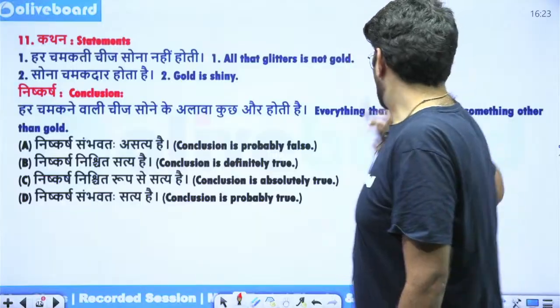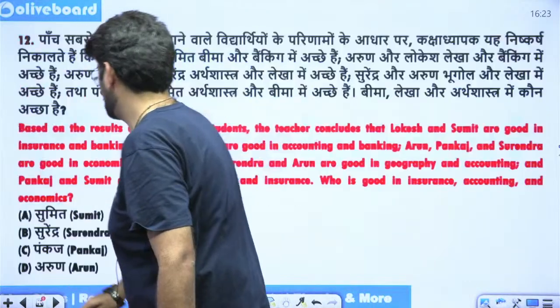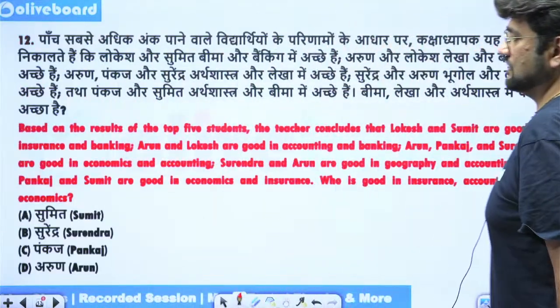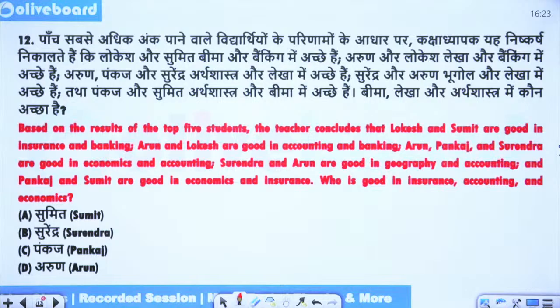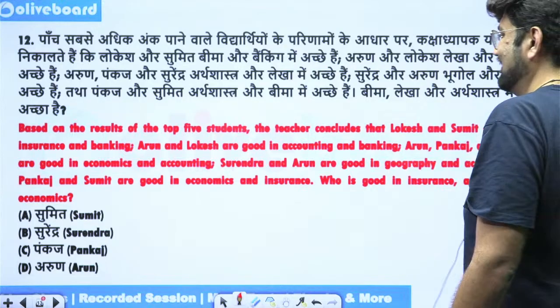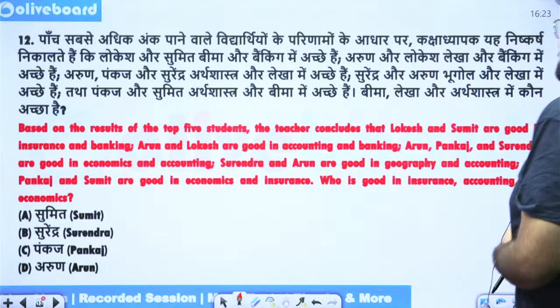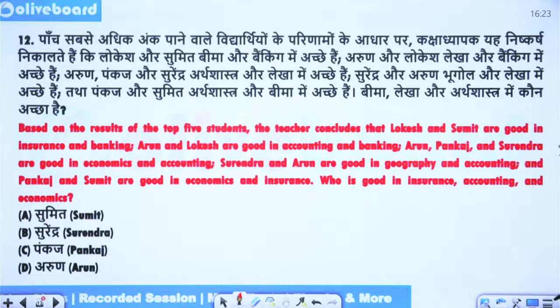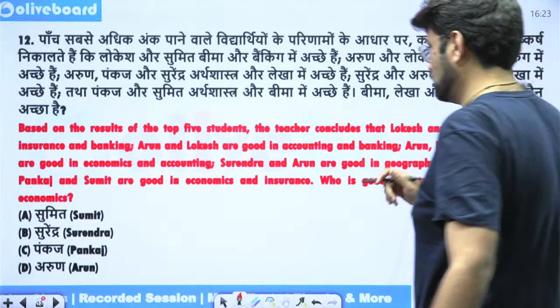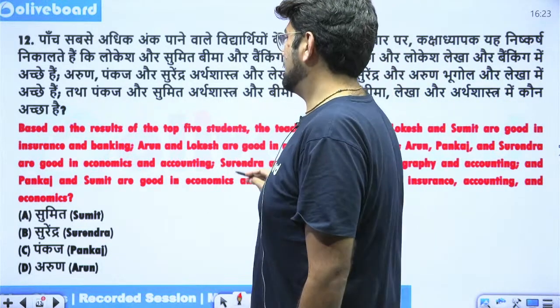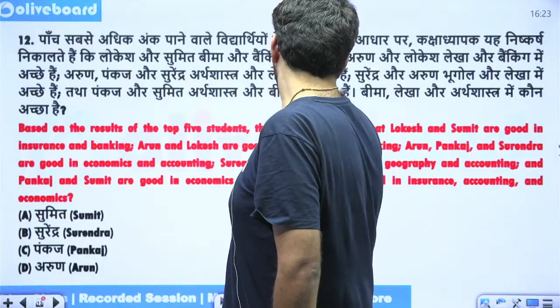We've already done this question. Based on the results of the top 5 students, they conclude that Lokesh and Sumit are good in insurance. Arun and Lokesh are good in banking, Arun, Pankaj and Surendra are good in economics. Surendra and Arun are good in geography and Pankaj and Sumit are good in insurance, accounting and economics. You have to draw a table. What are the names of the top 5 students?